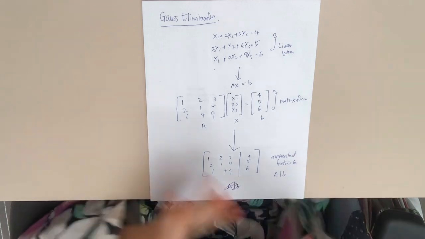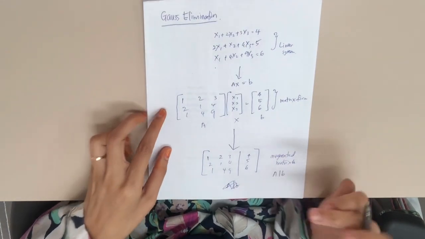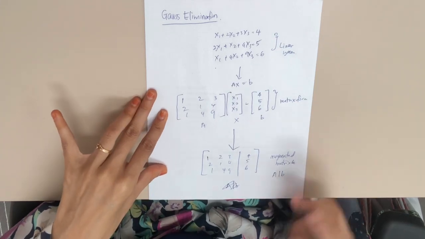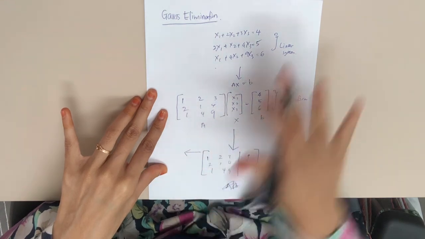Okay, after that what do we do next? From the augmented matrix, can I write here? Okay, I just want to finish up in one page.